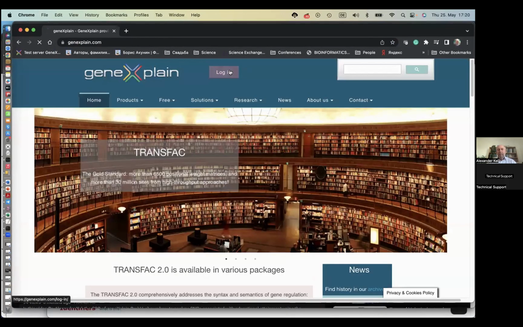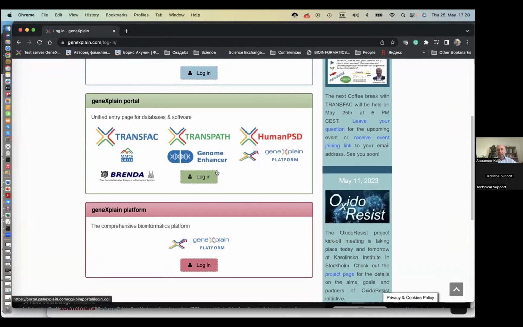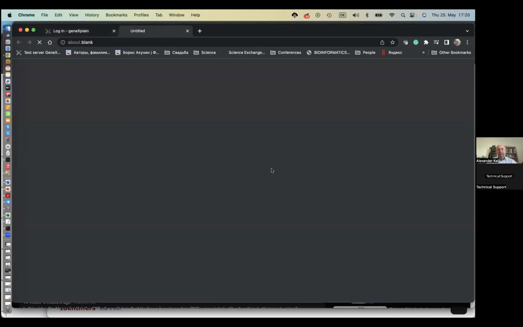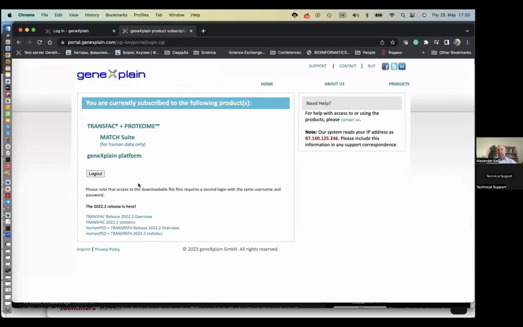So that's our website where you can log into our system to analyze your data, to put your data, and to apply TRANSFAC. So for that, we log into the system, and I have here my login. If you have an account in our system, you have your own login. This particular login has a TRANSFAC subscription, and also proteome.